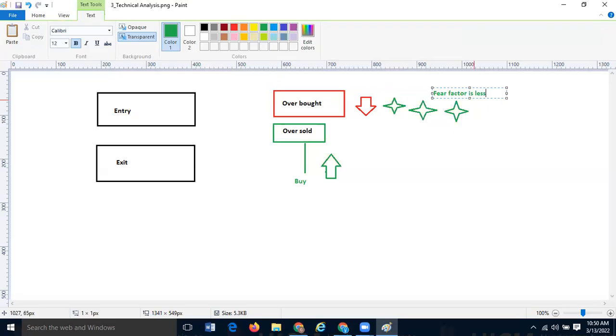At that point of time, when the fear factor is less, we will not buy. Whatever we bought in the oversold position, we will sell those stocks, but we will not buy. We have to wait for the right time, and the right time will come. And when it comes, we will attack and purchase.